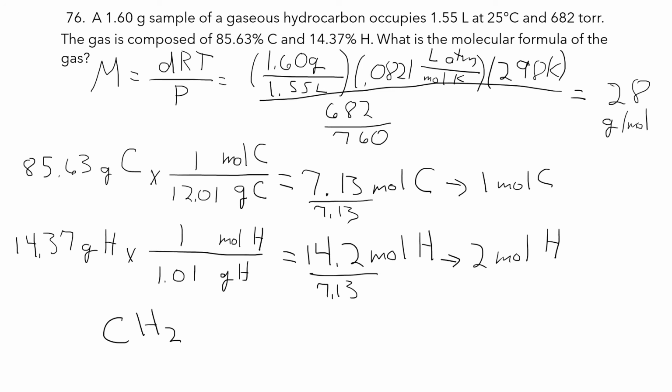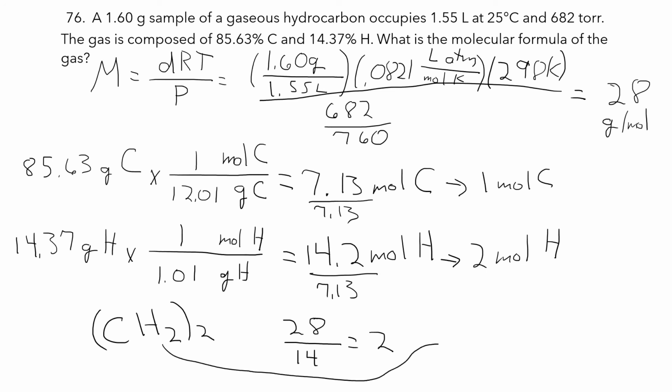but our molecular weight was 28. So if we take that molecular weight or our molar mass of 28, and we divide it by our empirical formula mass of 14, we get 2. So that means we need to take this empirical formula 2 times to get the molecular formula, and I didn't leave myself room to finish this out, so I'm going to bring that over here. Say, all right, if I take that twice, I have 2 carbons and I have 4 hydrogens. So that will be the molecular formula for this compound.